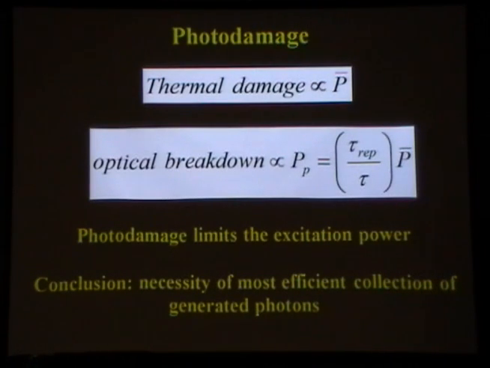And we do have to take care about the damage. You can have two kinds of damage to your sample. Thermal damage is proportional to the average power, but you also have optical breakdown. Your electric field is so high that it can ionize all your electrons there, and this goes proportional to the peak power. So at some point, you cannot increase your laser at your sample because you're going to damage it.